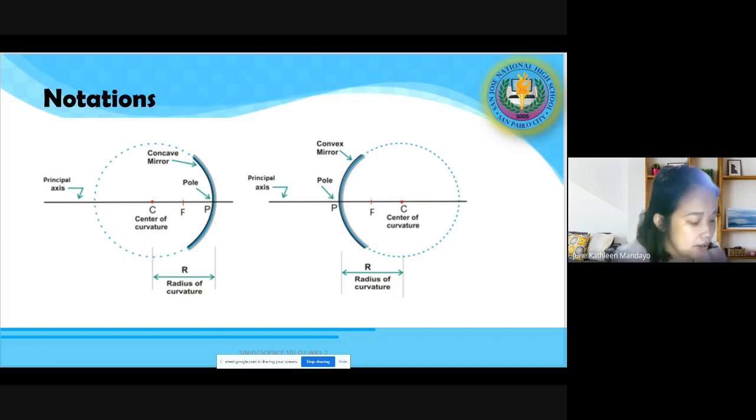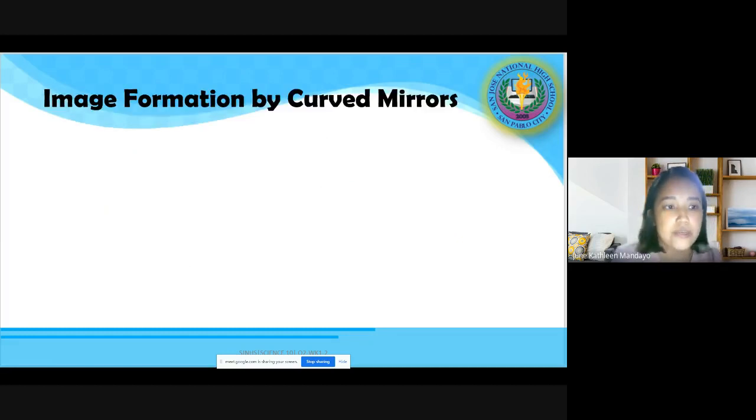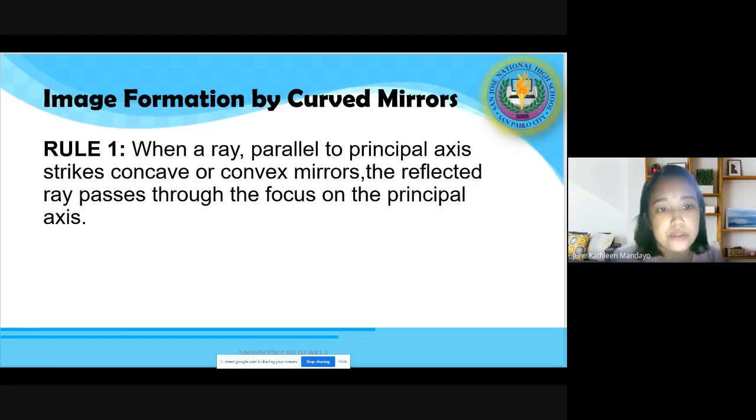Okay, so these are the notations for image formation. So, kailangan natin mamaya para pag-describe natin at pag-follow ng rules. Okay? So, we also identified 4 rules to follow in forming the images in curved mirrors. So, sabi natin sa rule number 1, when a ray parallel to the principal axis strikes concave or convex mirrors, the reflected ray passes through the focus on the principal axis. So I may say, I call this rule the PF rule.